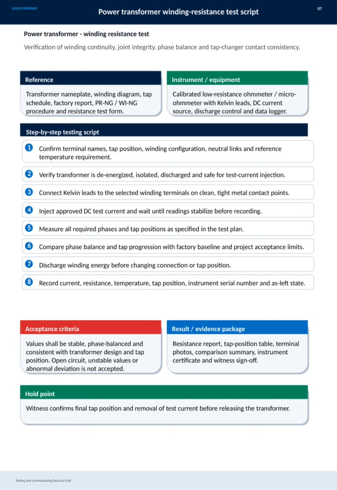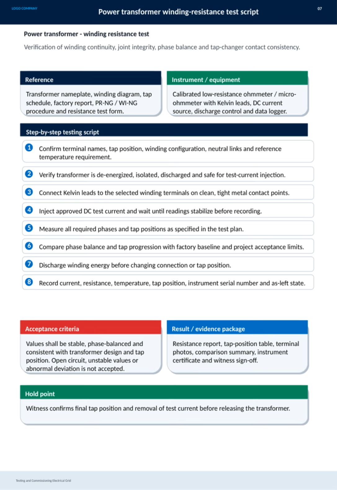After that, we compare phase balance and tap progression against factory baseline values and project acceptance limits. Remember to discharge winding energy before changing connections or tap positions. Throughout, detailed records are kept, including current, resistance, temperature, tap position, instrument serial number, and the as-left condition. Acceptance criteria require stable, phase-balanced values consistent with the transformer's design and tap position. Any open circuit, unstable readings, or abnormal deviations are not acceptable.